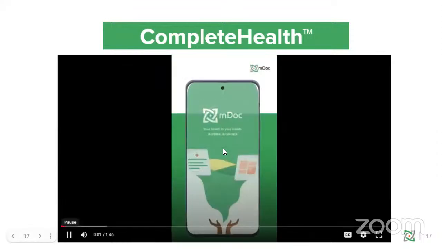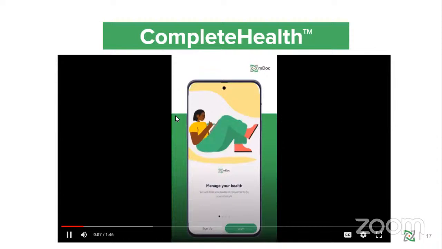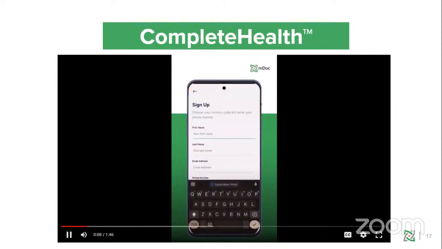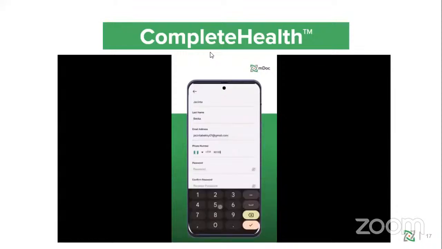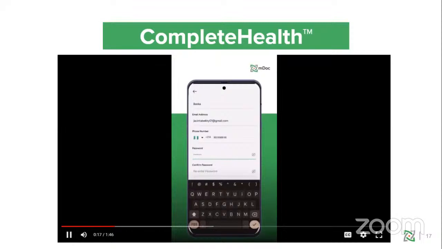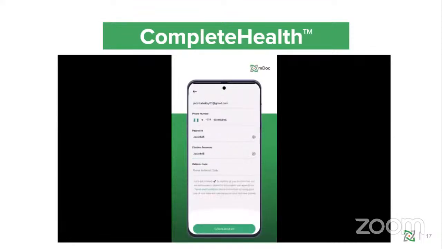This video is a brief walkthrough of our Complete Health mobile application. When you download the app, it takes you to this page, and then you can choose to either sign up or log in. To sign up, please include your first name, your last name, your email address, your phone number, and a unique password. Please ensure that the password is strong, unique, and inputted twice. After that, you can now create an account.